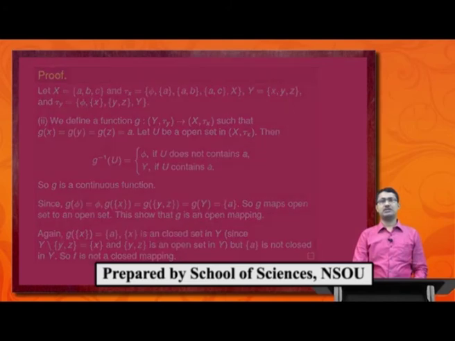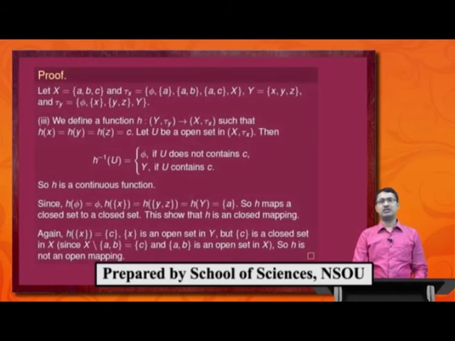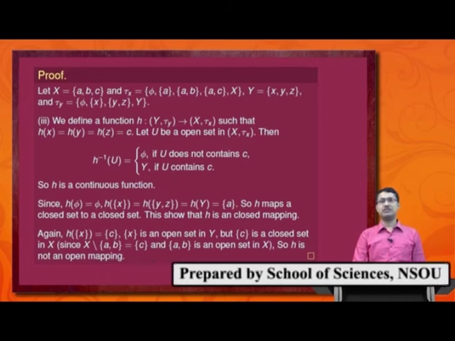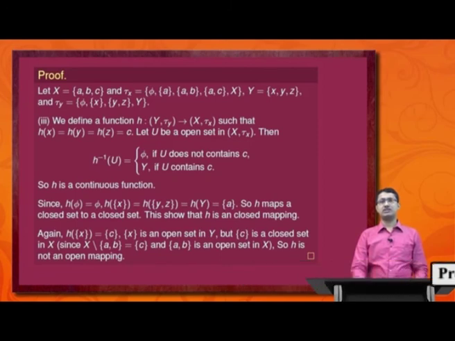Finally, for example 3, we define a function small h from Y to capital X such that h goes to small c for all elements from Y. Small c belongs to capital X, and we consider an open set U in (X, τ_X). Then h inverse of U, that is the inverse image of U under the mapping h, is equal to φ if U does not contain c, and it is equal to Y if U contains c. So h is a continuous function. Again h of φ is equal to φ, h of {x} is equal to h of {y, z}, and it is equal to h of Y, equal to {c}.